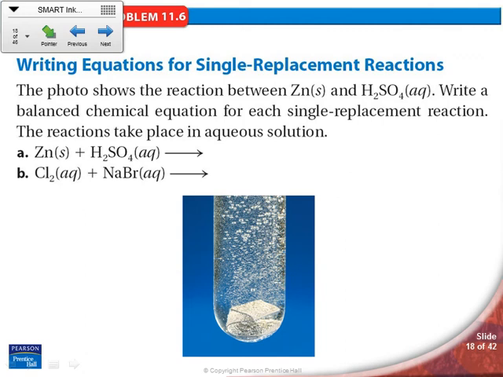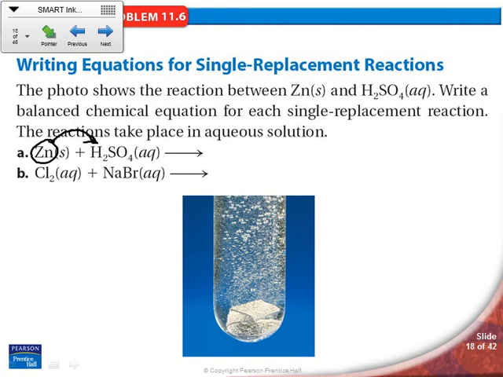So this first one here, zinc plus sulfuric acid. What's going to happen here? The zinc is by itself, so it's probably going to try to replace something. What is it going to try to replace? The hydrogen? Okay, that makes sense to me. So the zinc is probably going to replace the hydrogen here.